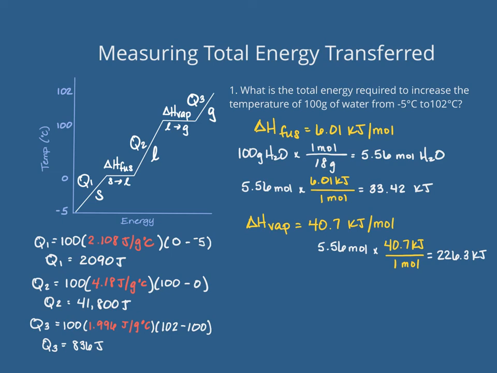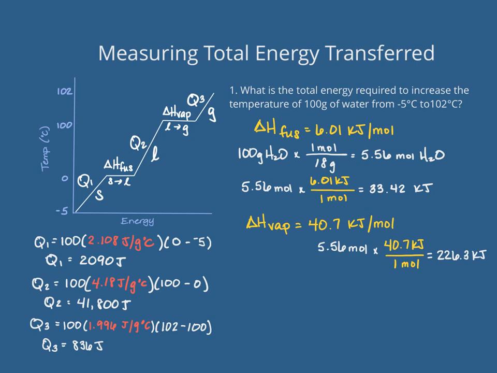So now all that's left is to add all of my pieces up to get my total energy required to take my water from -5 to 102 degrees Celsius. So my Q1 plus my Q2 plus my Q3 plus my delta H fus plus my delta H vap. However, if you notice, your delta H values are in kilojoules. So your delta H fus is 33.42 kilojoules, your delta H vap is 226.3 kilojoules, whereas all of your Q values are in joules. So you need to convert either from joules to kilojoules for your Q or from kilojoules to joules for your delta H's.